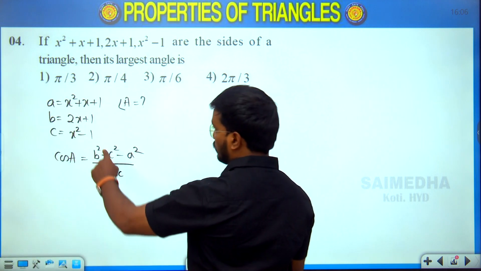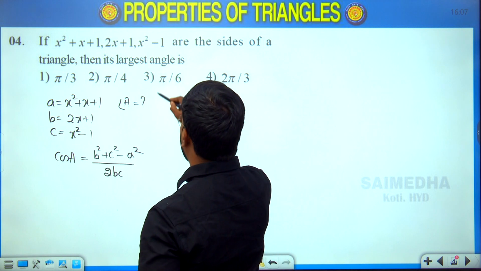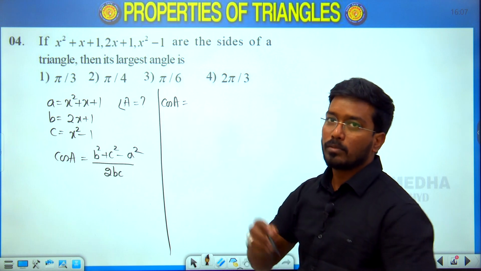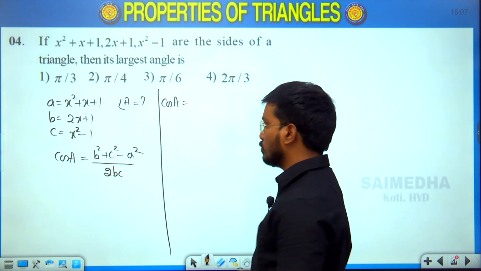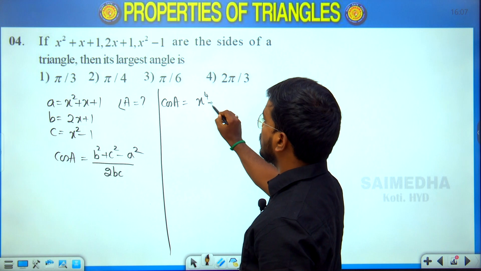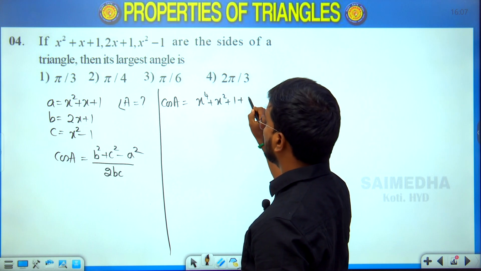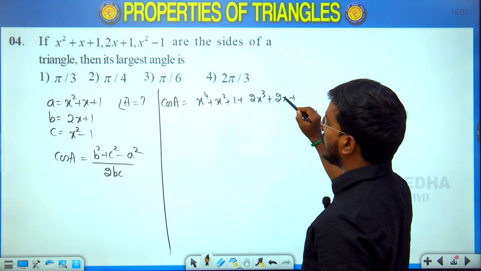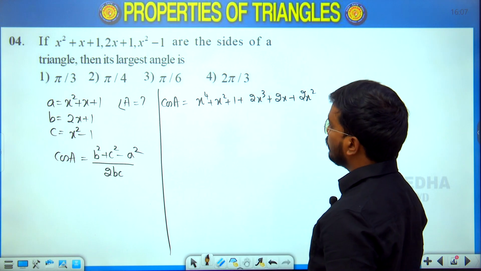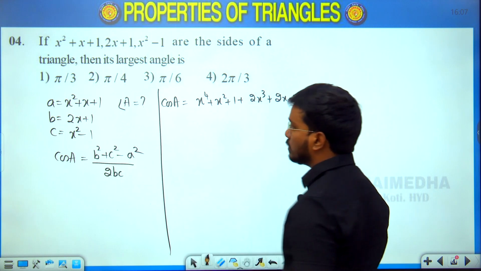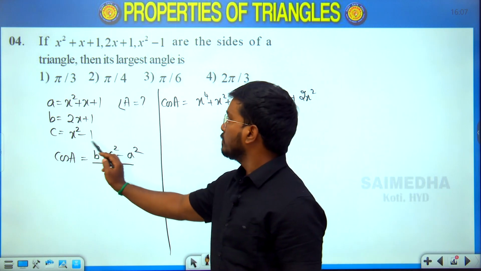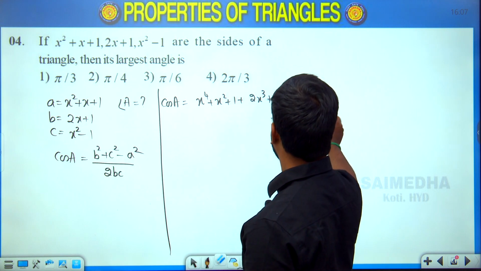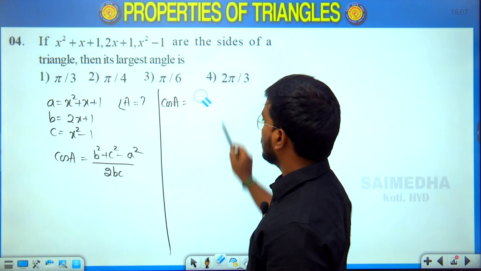So b square means what? You need to take the square value. So cos A is equal to a plus b plus c whole square, which is a square plus b square plus c square plus 2ab plus 2bc plus 2ca. a square is x power 4, b square is 4x square plus 1 plus 4x, c square is 1, 2ab is 2x cube, 2bc is 2x, 2ca is 2x square. Okay, my mistake, this is a square, and a square should be in minus.